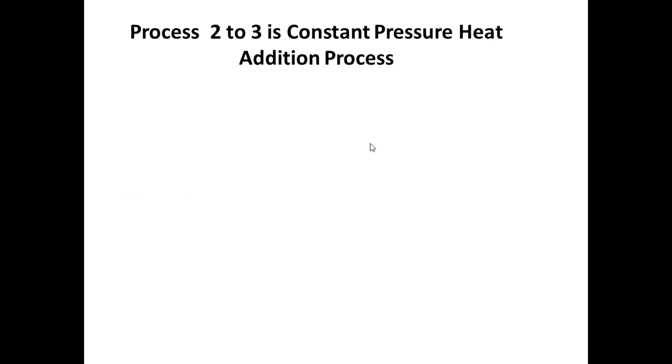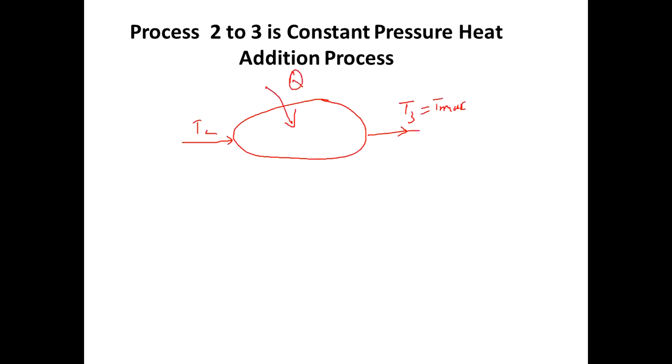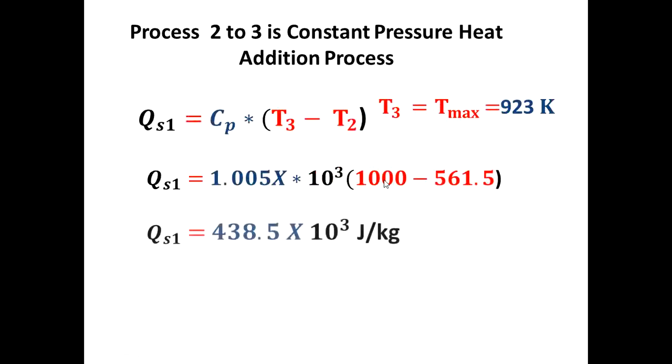Process 2 to 3 is a constant pressure heat addition process. In the constant pressure heat addition process, you can see this sketch. This is 2 coming out with the temperature T3. This is the maximum temperature of your cycle. Heat is supplied, QS1. Therefore, QS1 is equal to Cp into T3 minus T2. These are the values. You will get that QS1 is equal to 438.5 into 10 to the power of 3 kilojoules per kg.